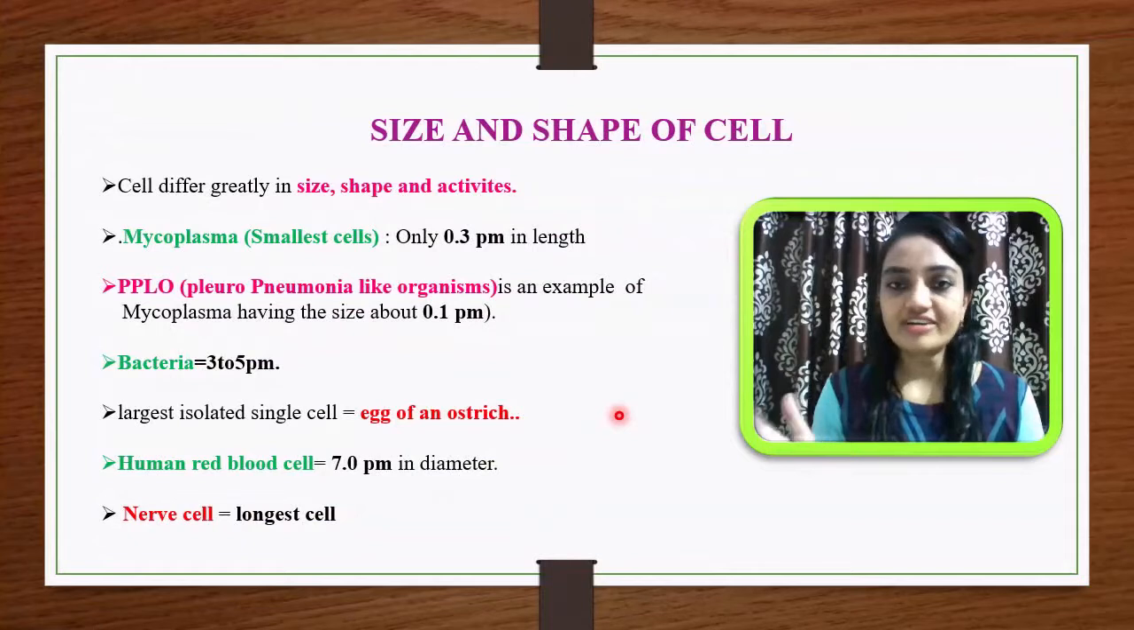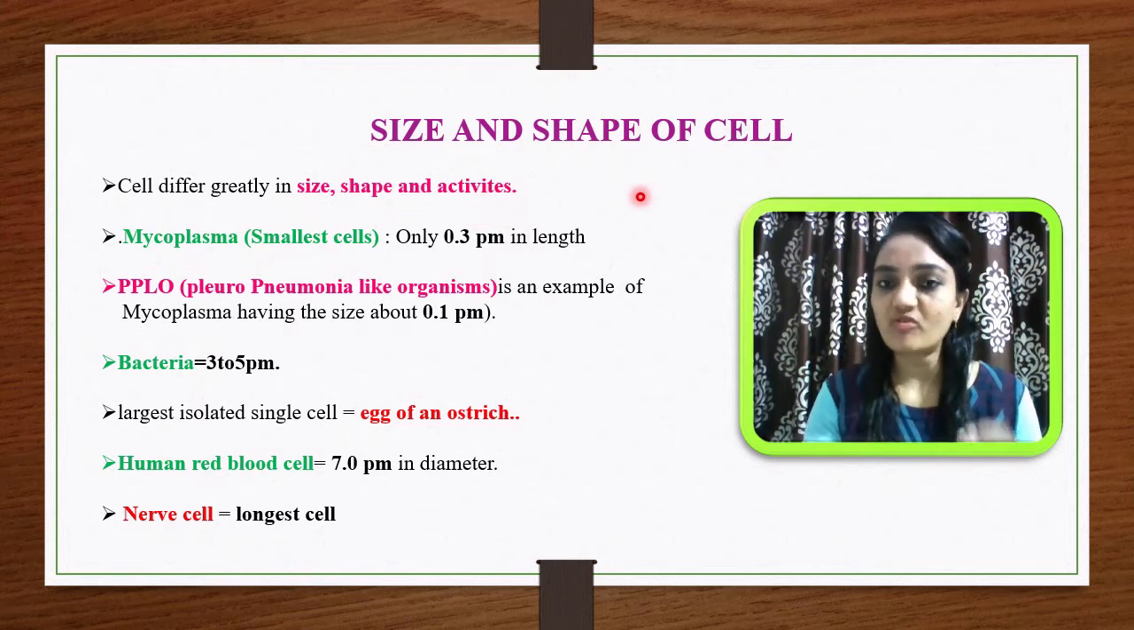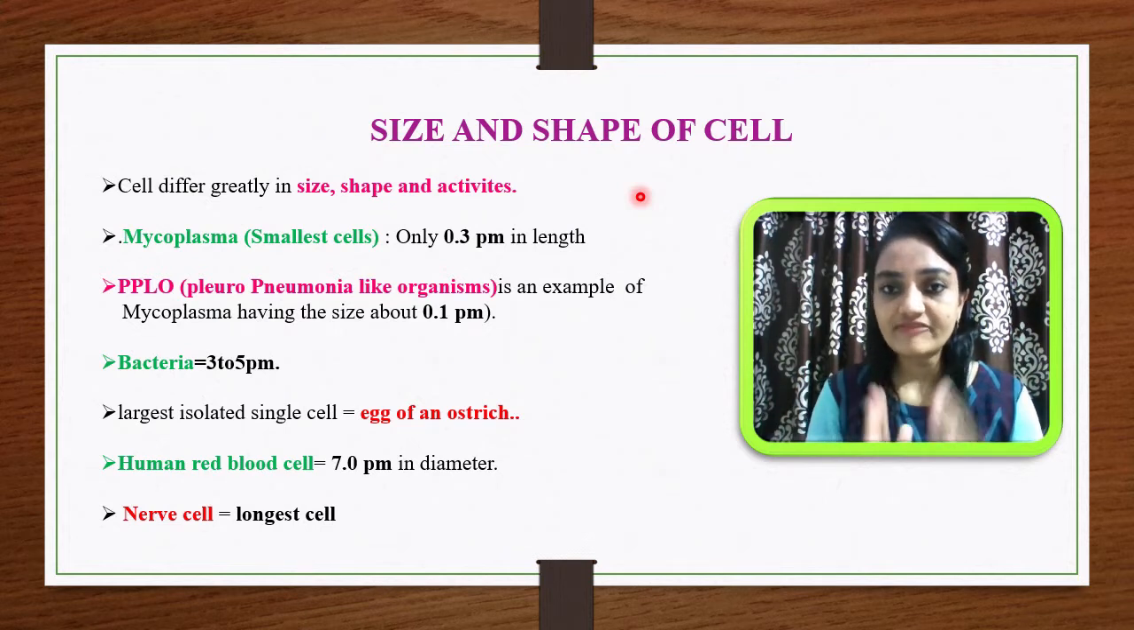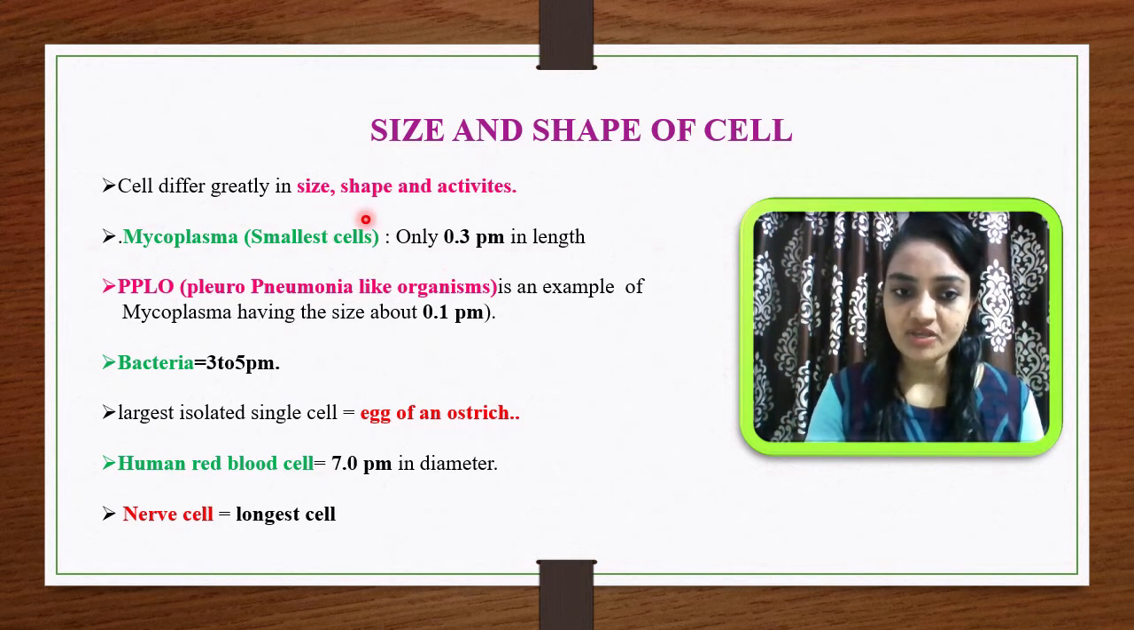After discussing so much about cell, one important thing is remaining, and that is size and shape of a cell. Okay, cells are different in size and also in shape. Means different cells have different sizes and different shapes. So let me discuss that. Cells differ greatly in size, shape and activity. So let me first discuss the size of different cells.